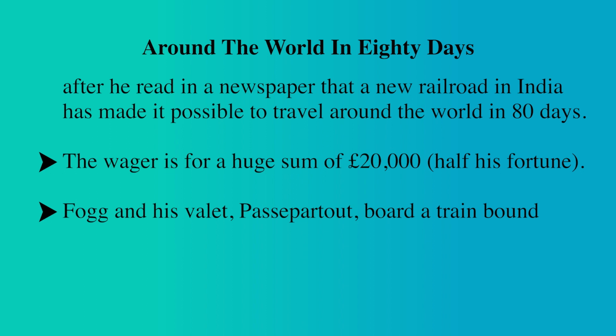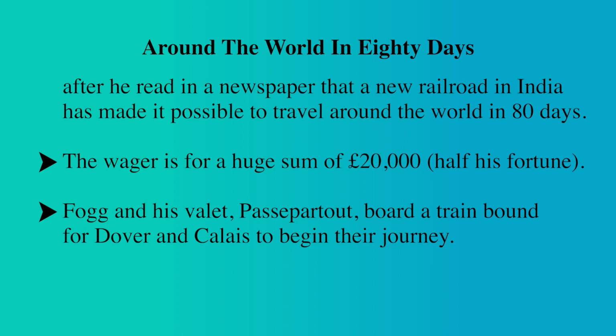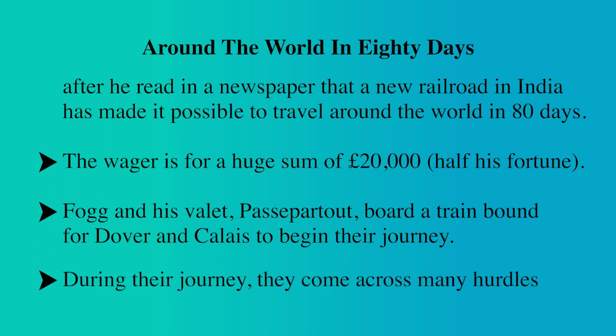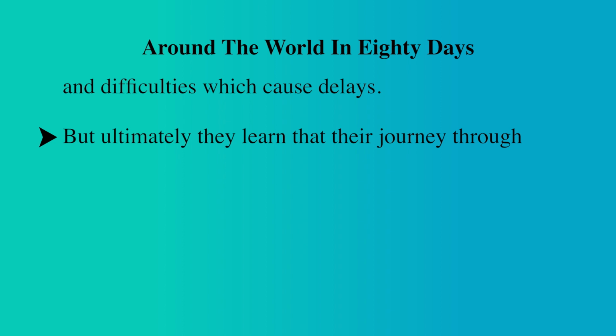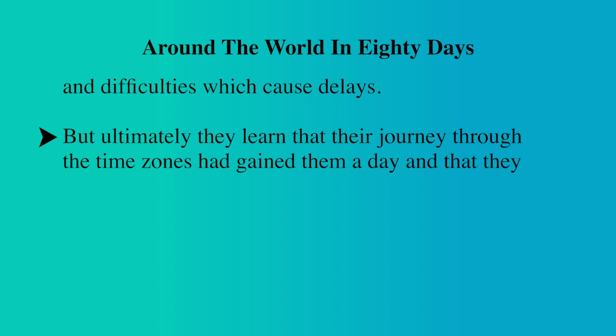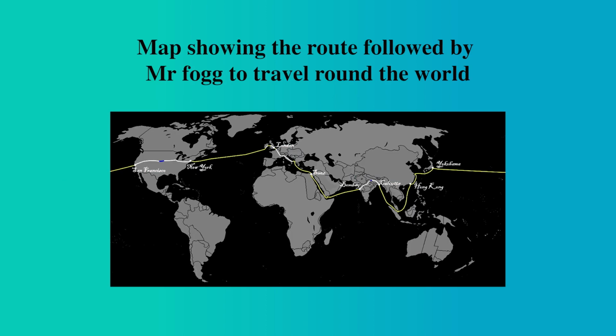Fogg and Passepartout board a train bound for Dover and Calais to begin their journey. During their journey, they come across many hurdles and difficulties which cause delays, but ultimately they learn that the journey through the time zones has gained them a day and that they have won the bet. Now, this is a map showing the route followed by Mr. Fogg to travel around the world.